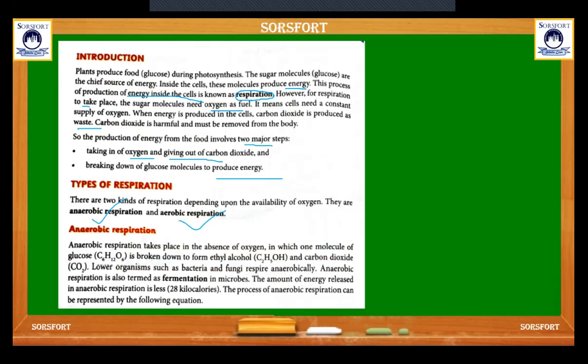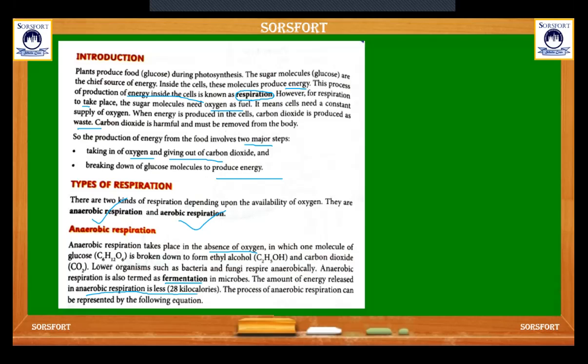What is anaerobic respiration? Anaerobic respiration takes place in the absence of oxygen only, in which one molecule of glucose, that is C6H12O6, is broken down to form ethyl alcohol, that is C2H5OH, and carbon dioxide. Lower organisms such as bacteria and fungi respire anaerobically. Anaerobic respiration is also termed fermentation in microbes. The amount of energy released in anaerobic respiration is very less, that is 28 kilocalorie.